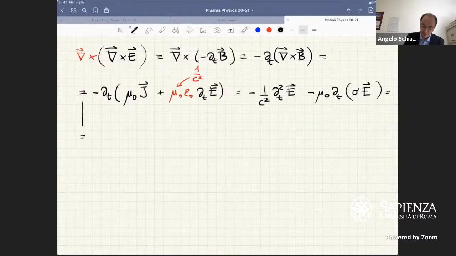So we have minus 1 over c squared, second derivative with respect to time of the electric field, minus mu naught sigma, let's leave it inside the time derivative, dt of sigma E.